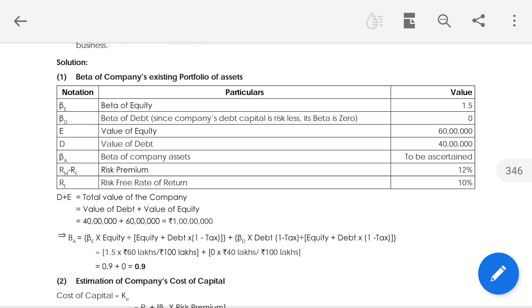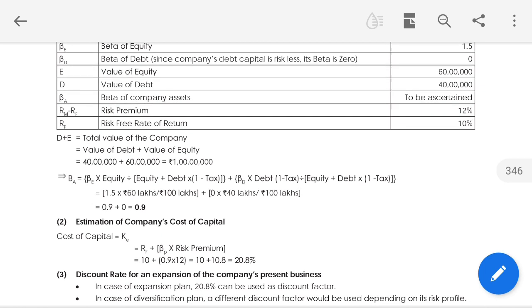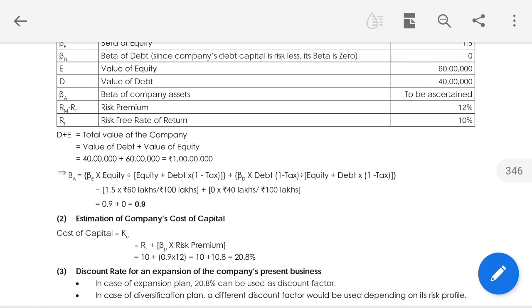So when we substitute the values given in the question according to the formula, beta of equity is 1.5, equity is 60 lakhs, total value of equity and debt is 100 lakhs, and next beta of debt is 0 into 40 lakhs, that is debt, divided by debt plus equity into 1 since no tax rate. So that's how we can find beta of asset value. Finally, beta of asset, that means undiversifiable risk of assets, is equal to 0.9.